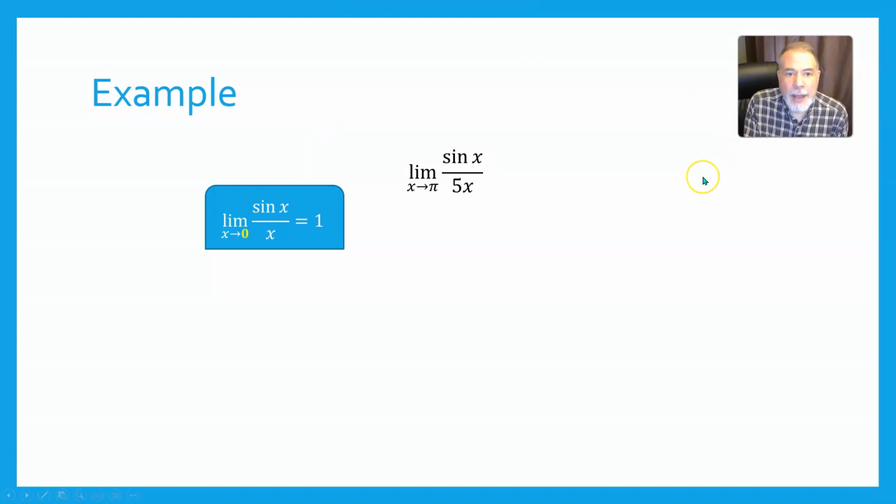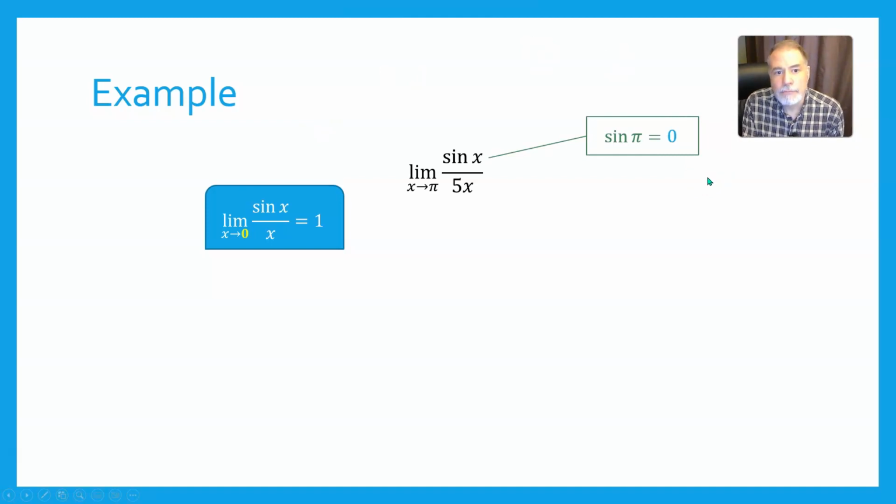Well, on top, the sine of x is approaching the sine of pi, which is 0. And on the bottom, 5x is approaching 5 times pi, which is not 0, it's 5 pi. And so the limit is 0 over 5 pi, which is 0. So be careful to only use this fact when x is approaching 0.